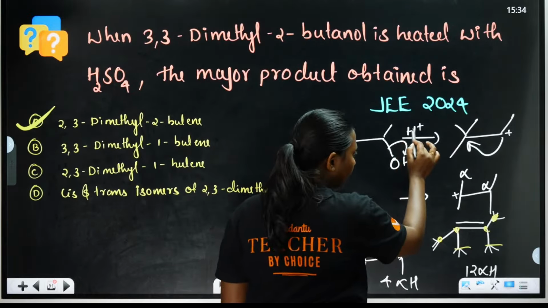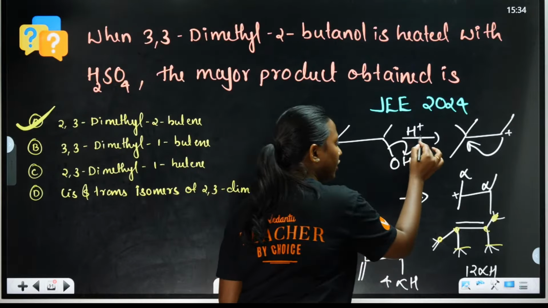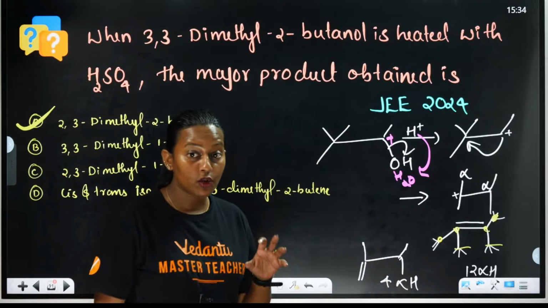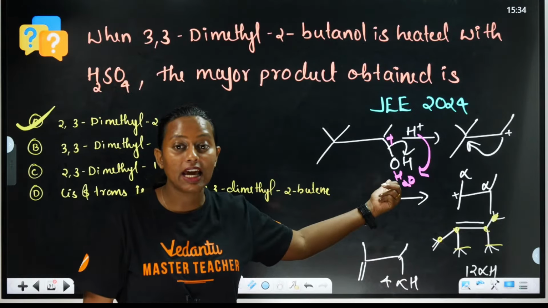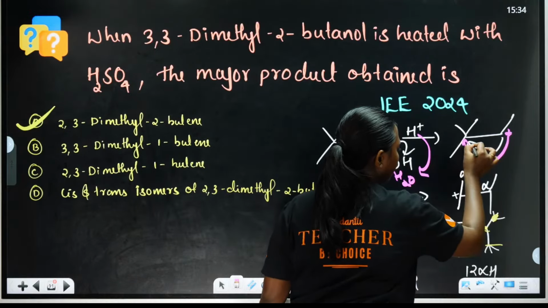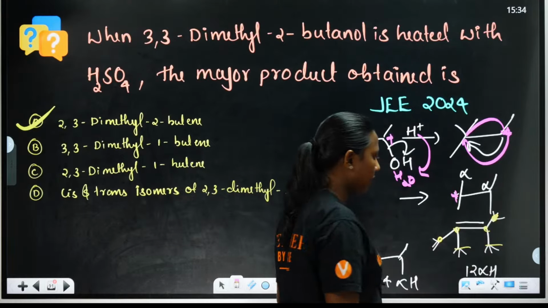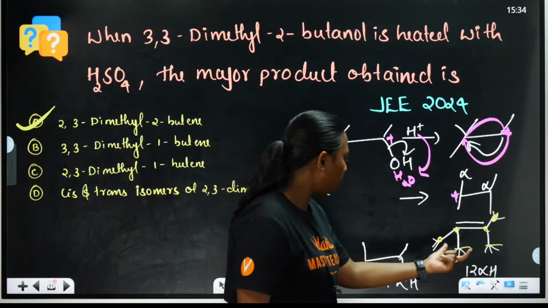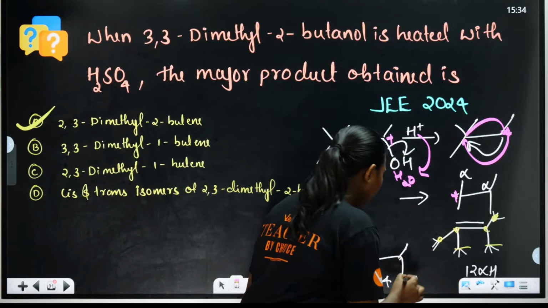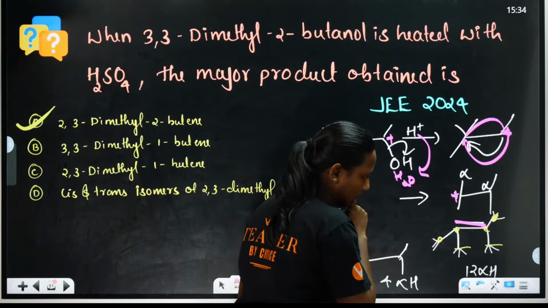So if it reacts with H plus, what will happen? We know that hydrogen will come to this bond, H2O will eliminate and a carbocation will form here. We know that rearrangement is possible here. So this carbocation will go this side and this methyl group will go this side. So the methyl group and carbocation will come here. You can see how many alpha hydrogens there are. There are two options for the double bond: one option is this, another option is this.